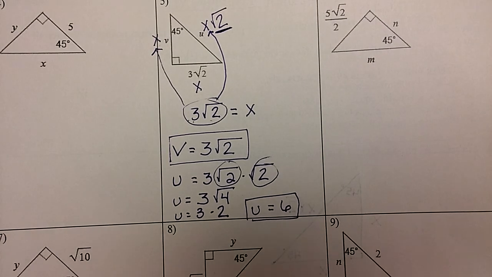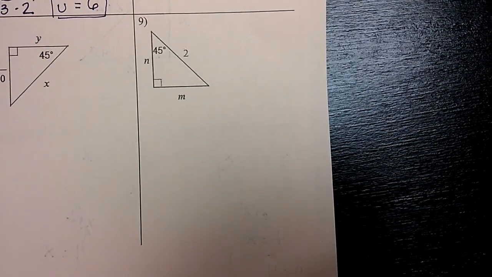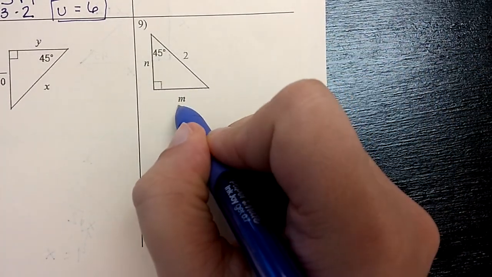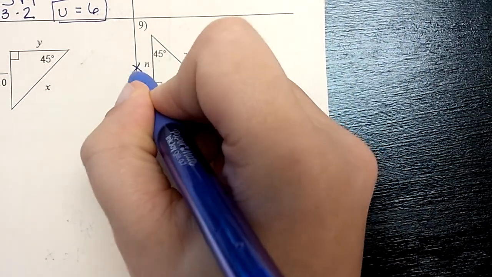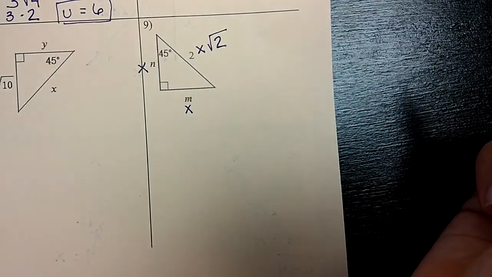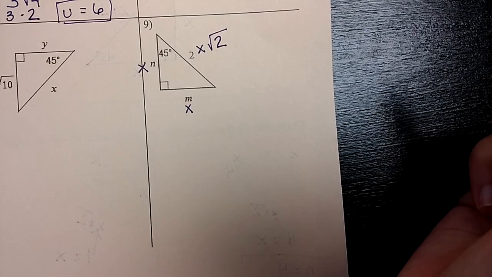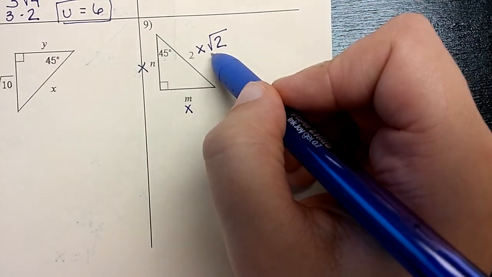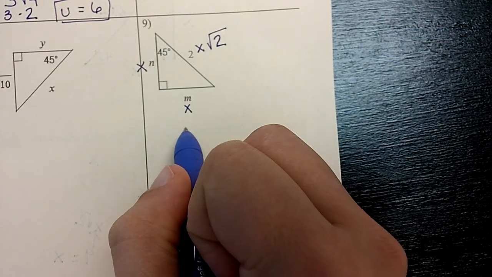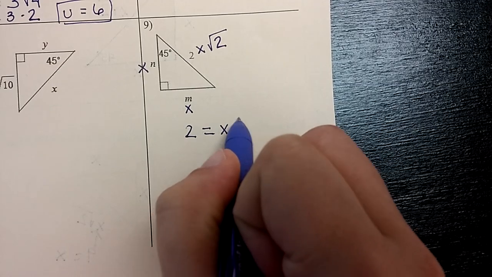Let's try number 9. So the first step, label your sides. The legs are each X, and the hypotenuse is X multiplied by root 2. Step 2, set your given side equal to the label. Well, our given side is 2, and it equals the label X root 2.